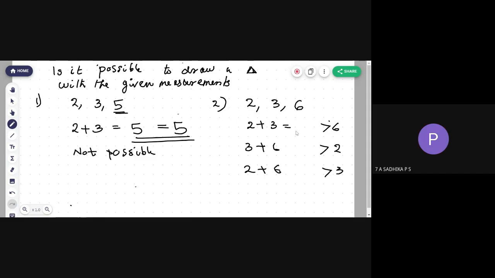What is 2 plus 3? In the first one, when I added 2 plus 5, I got 7 by 3. All other sides that is okay. But in this case, in the very first case we saw that it is not possible. So no need of checking the remaining sides. If one is wrong, we can say right there that it is not possible.